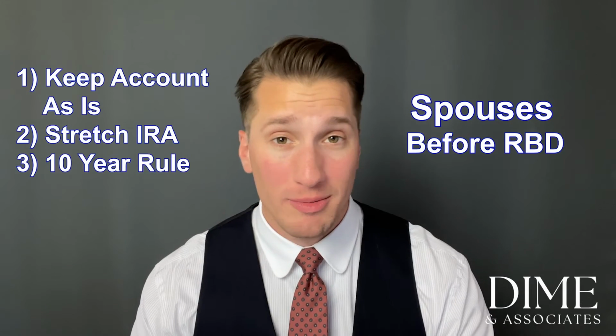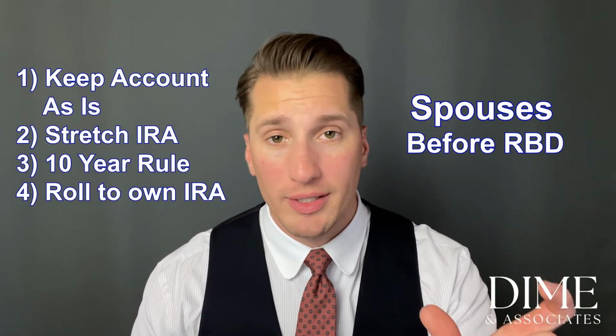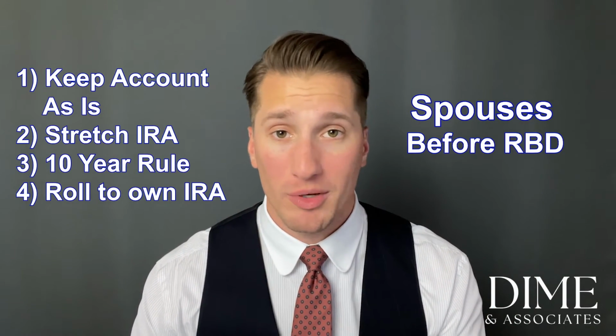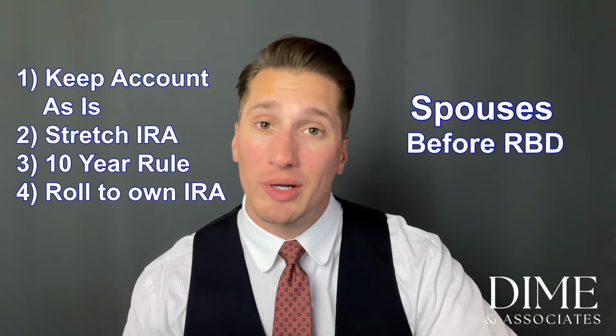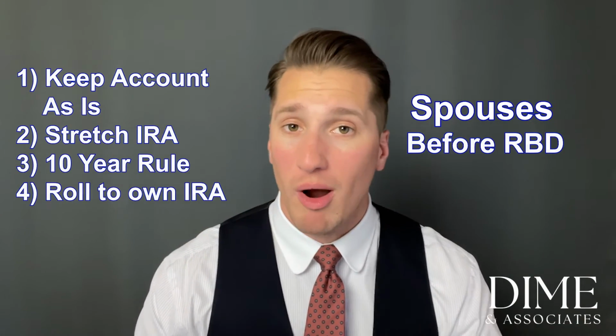The last option that spouses have, which is unique to spouses, is they're allowed to roll these inherited funds into their own personal IRA and treat it just as if it was their own account, which means they wouldn't need to start taking out required minimum distributions until they reach their own required beginning date.